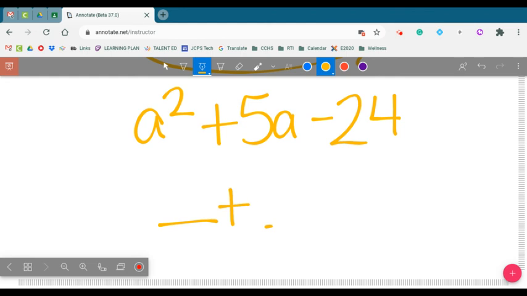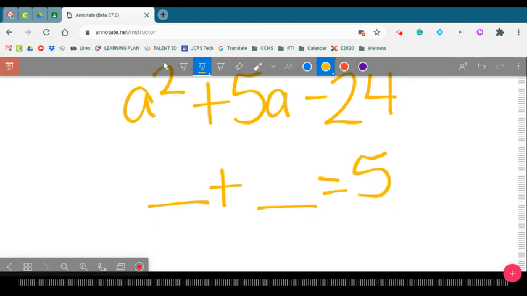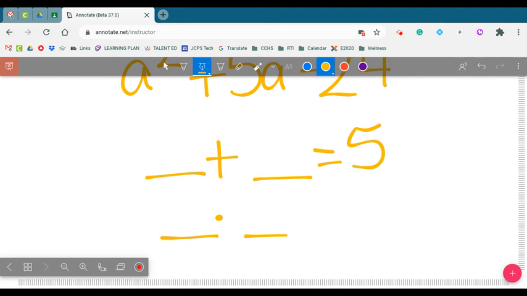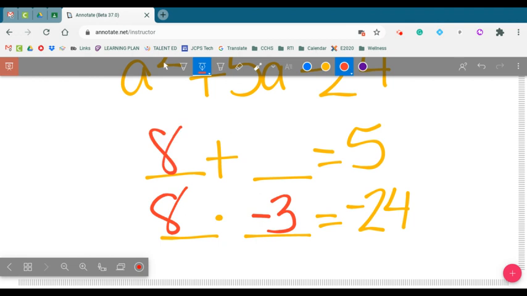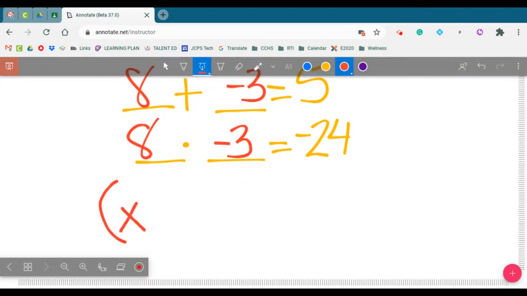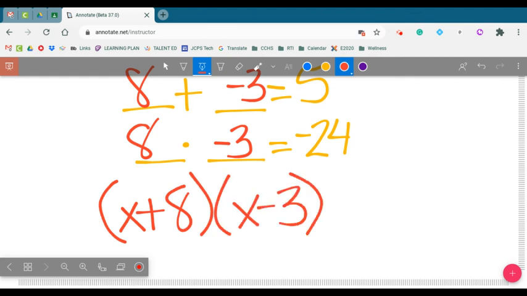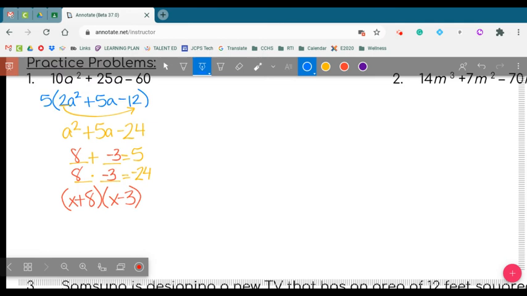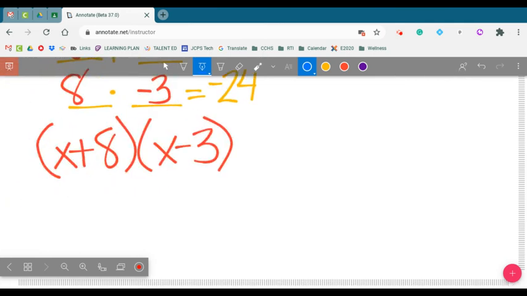Then I factor: what plus what equals 5, what times what equals negative 24. That would be 8 and negative 3. So I'm going to have x plus 8, x minus 3, and then I have to divide by what I swung. I swung a 2 at the beginning, so divide both of these by 2.